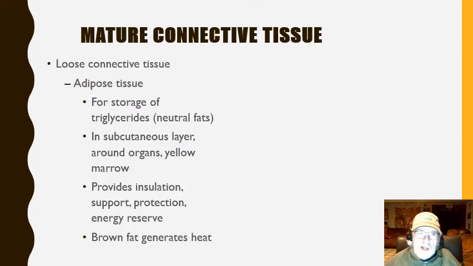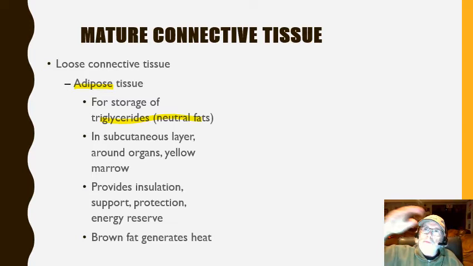Adipose tissue. Adipose, like I mentioned, means fat. Okay, and adipose tissue is basically for the storage of triglycerides, which are basically neutral fats. Okay, some people have more adipose, some people have less adipose tissue. Okay, and we see this in what's called the subcutaneous level or subcutaneous layer of tissue or skin. Just below the surface of the skin, there's going to be fat. Okay. Also, it's around organs and stuff like that.